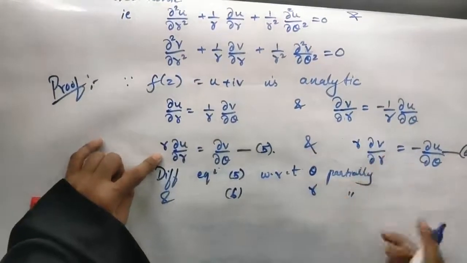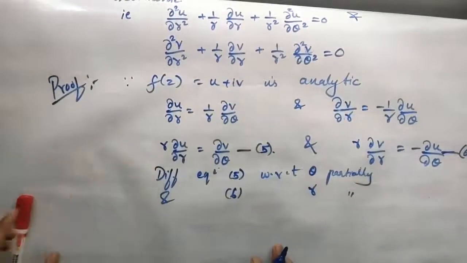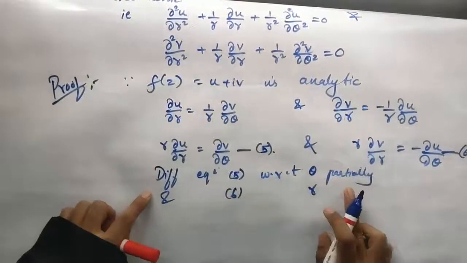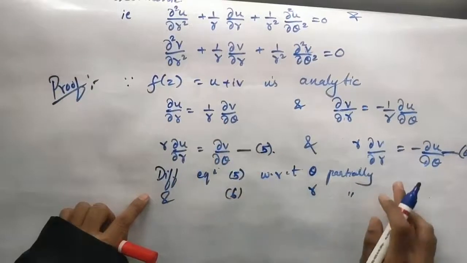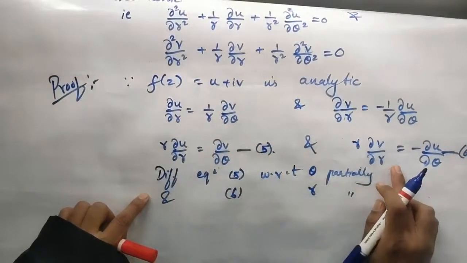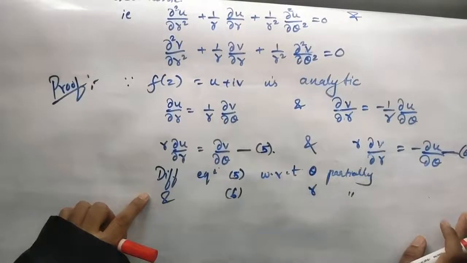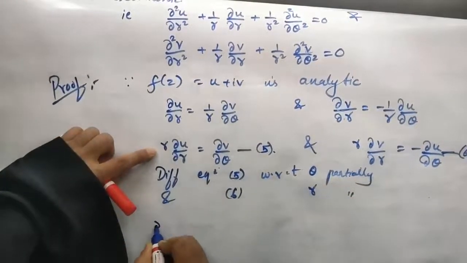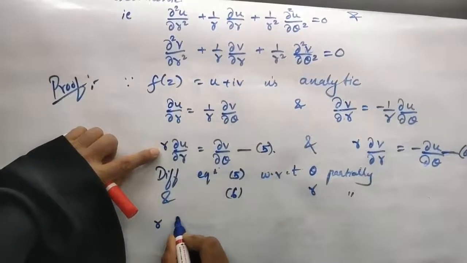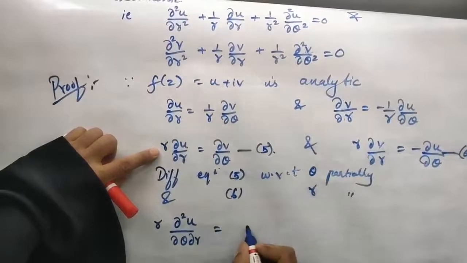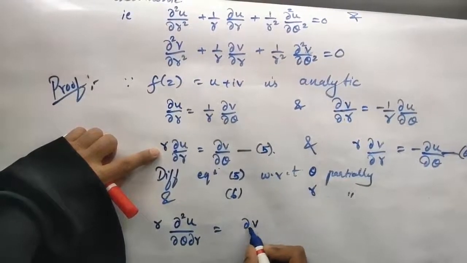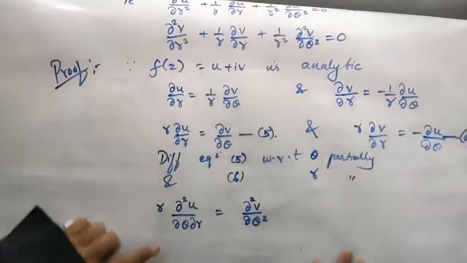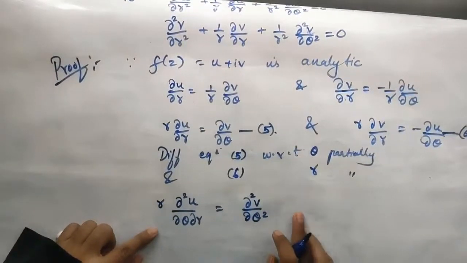Okay, so let us take this CR equations in this format and differentiate equation 5 with respect to theta so as to get ∂²v/∂θ², and differentiate equation 6 with respect to r partially so as to get ∂²v/∂r². So first I am differentiating equation 5 with respect to theta. r as it is, derivative of ∂u/∂r with respect to theta gives ∂²u/∂θ∂r, equal to the derivative of ∂v/∂θ with respect to theta, which is ∂²v/∂θ². So this is simple differentiation of equation 5 with respect to theta.